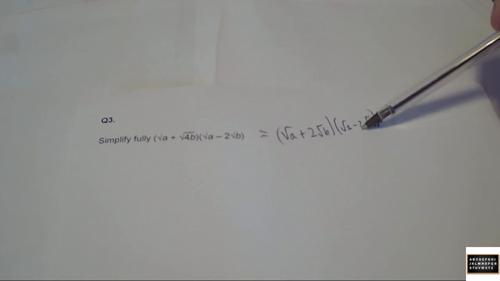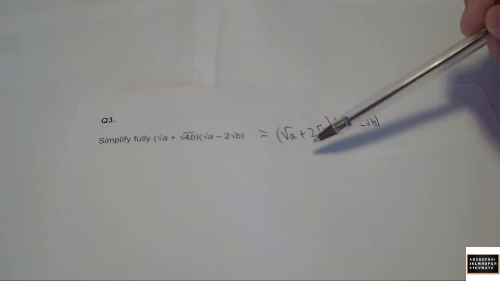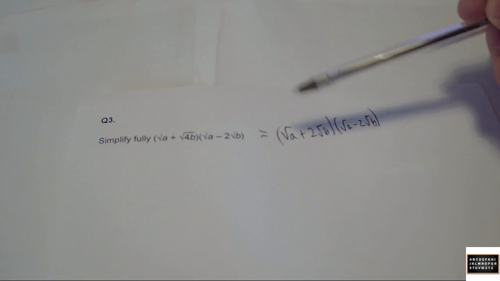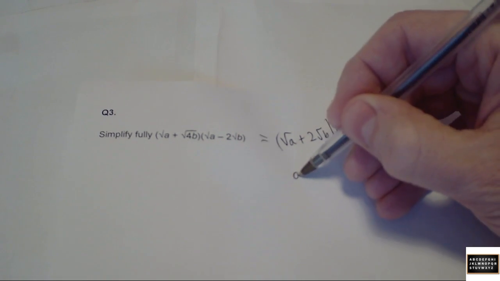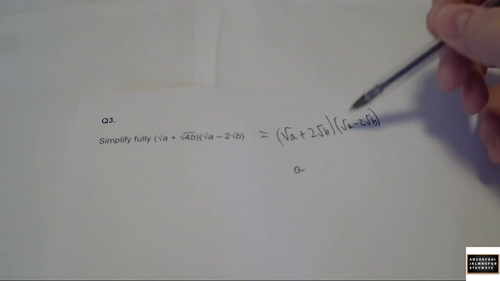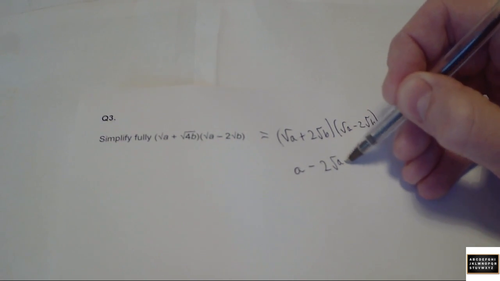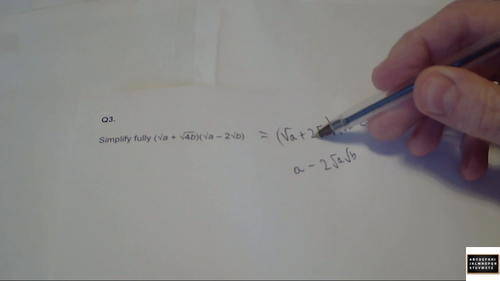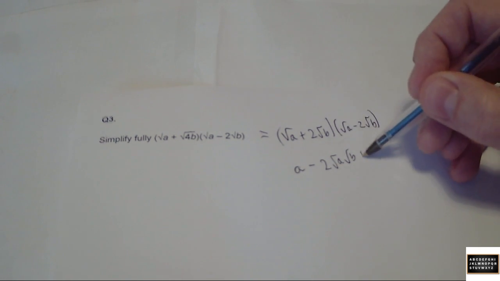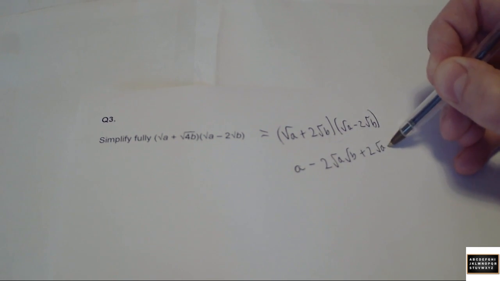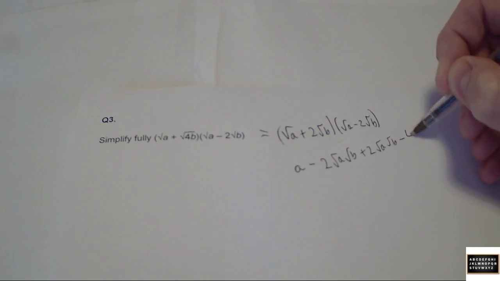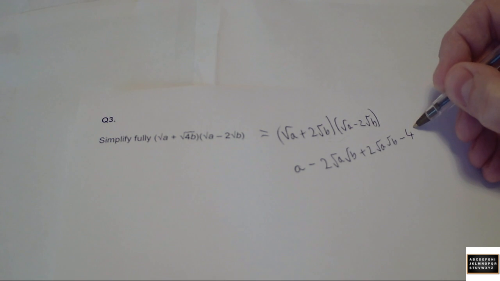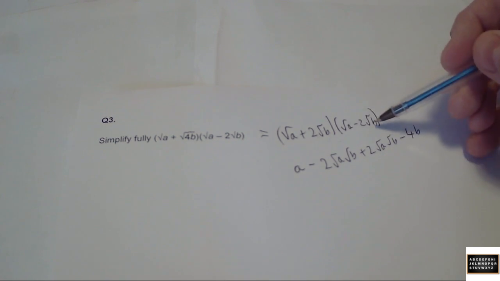Because you can see that you've made it a lot easier now, because we can use the full method for this again. So first 2 terms multiplied, well, that's just a, square root of a times square root of a. Outside terms, minus 2 square root of a, square root of b. Inside terms would be plus 2 square root of a, square root of b. And then the last 2 terms, careful with the signs, minus 4 times b, because root b times root b is b.